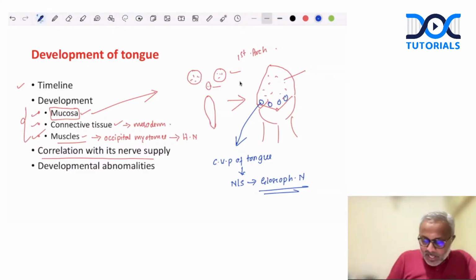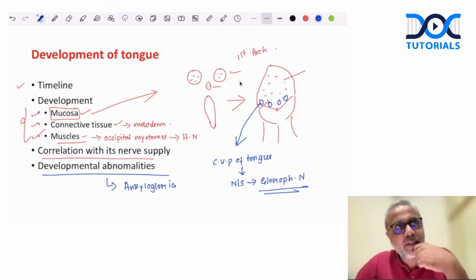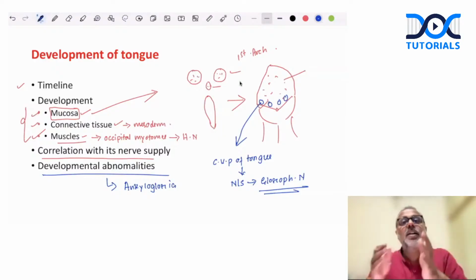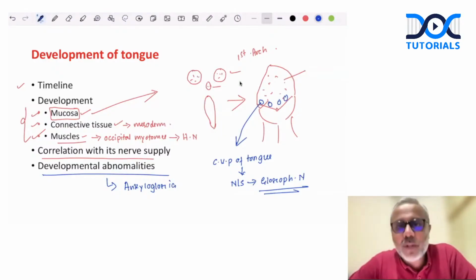Done? Then developmental abnormalities. Of course, one developmental abnormality I want all of you to write as ankyloglossia, right? The tongue tie, where the frenulum of the tongue is short. Then microglossia, macroglossia, bifid tongue, all of this you can mention as the developmental abnormalities.